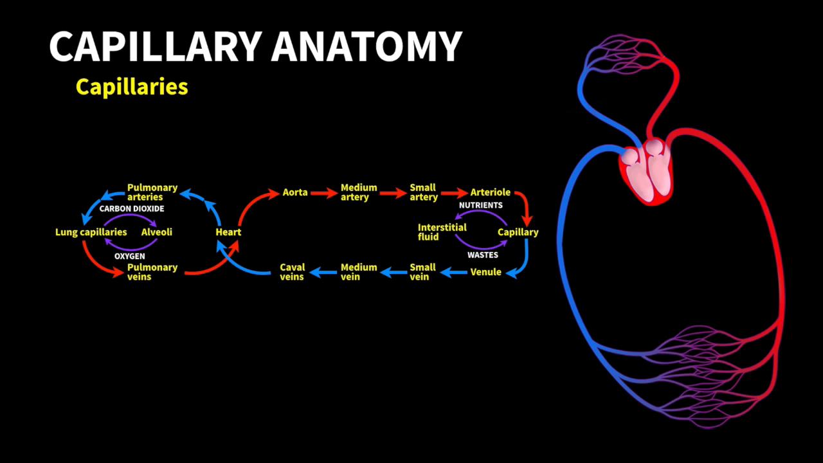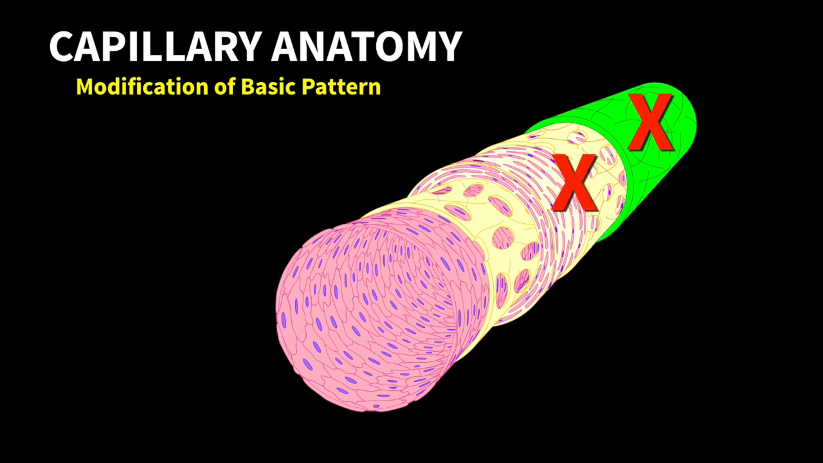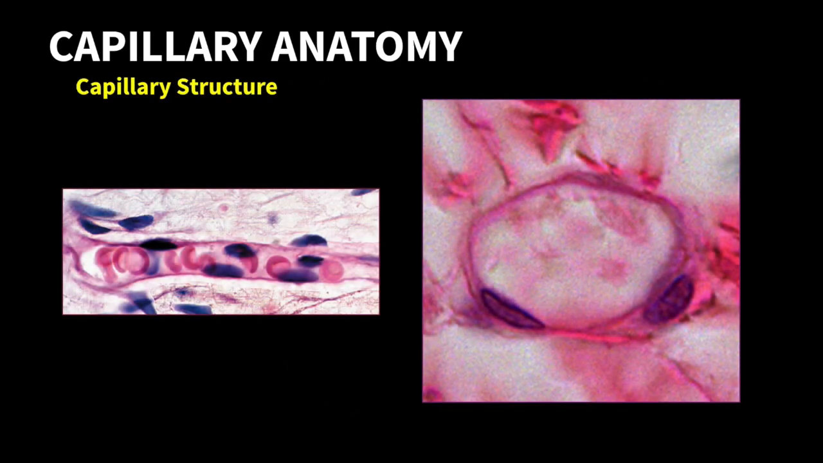For this exchange to happen, the capillaries show the most extensive modifications to the basic pattern of blood vessels. Capillaries do not have a tunica externa or a tunica media, and they also lose the internal elastic membrane of the tunica intima. As a result, the blood in the capillaries is separated from the interstitial fluid by the thinnest of cells, a simple squamous endothelial cell with a thin basement membrane, which makes diffusional exchanges possible.